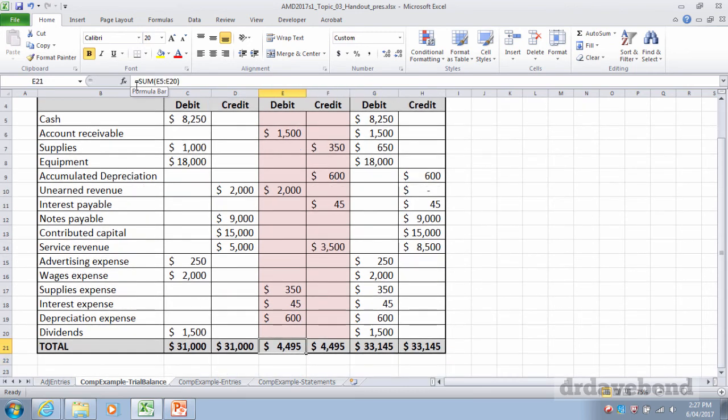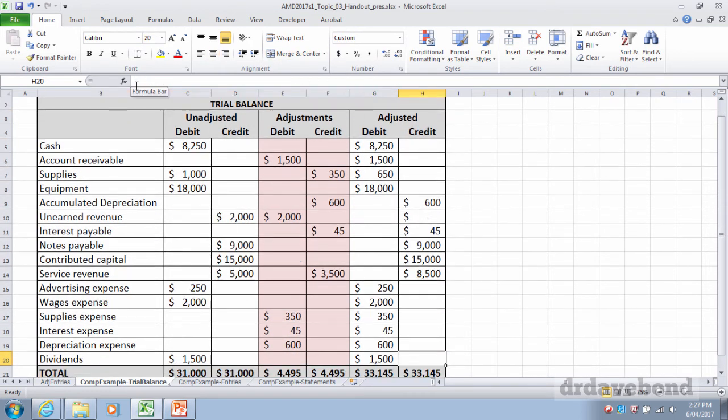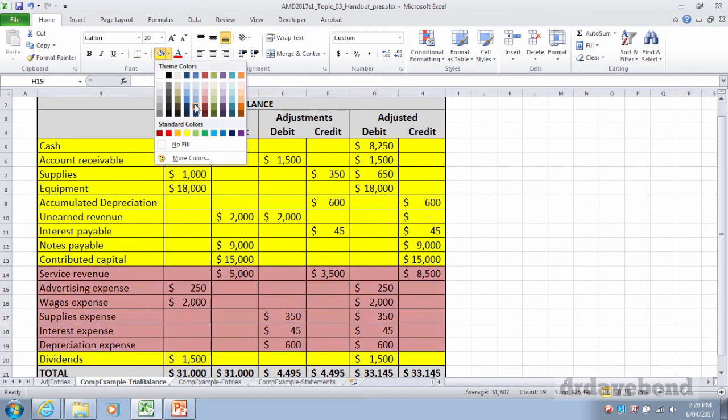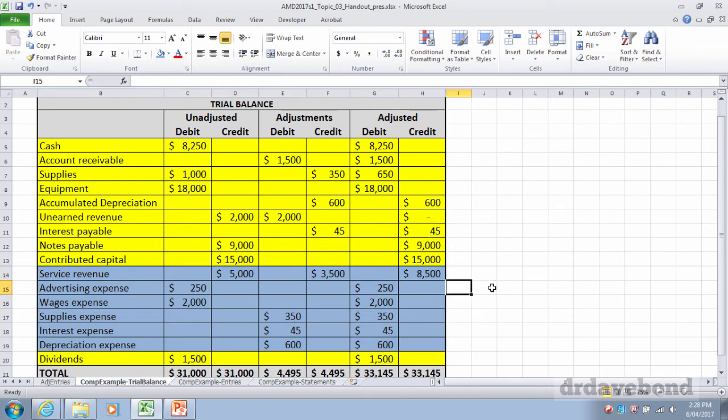The adjustments, always good to double check. The adjustments add up to 4,495 on the debit, same on the credit. The adjusted trial balance, 33,145 debit, 33,145 credit. Sweet, all good, that balances. Once you've done that, those are your balance sheet amounts: assets, liabilities, equity. And this arguably gets included in that equity item as retained earnings, which we haven't quite got yet. These are all your profit and loss items.